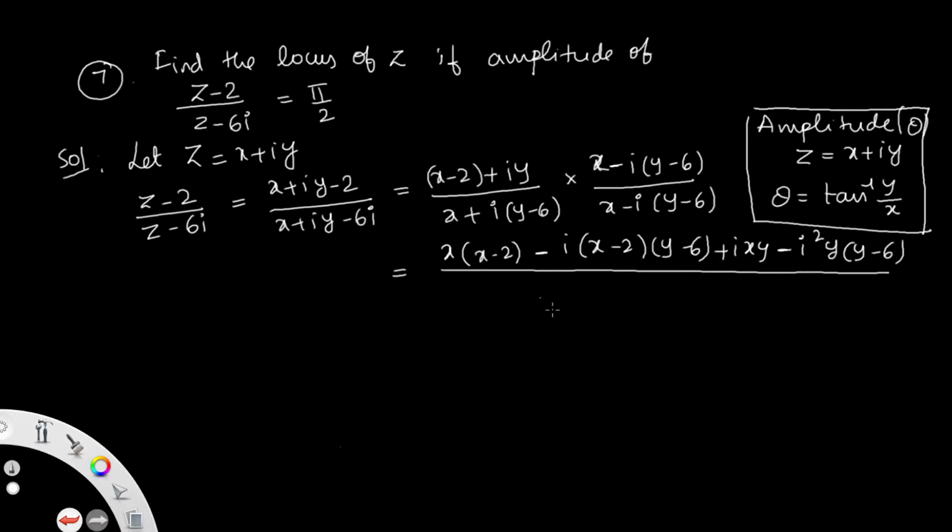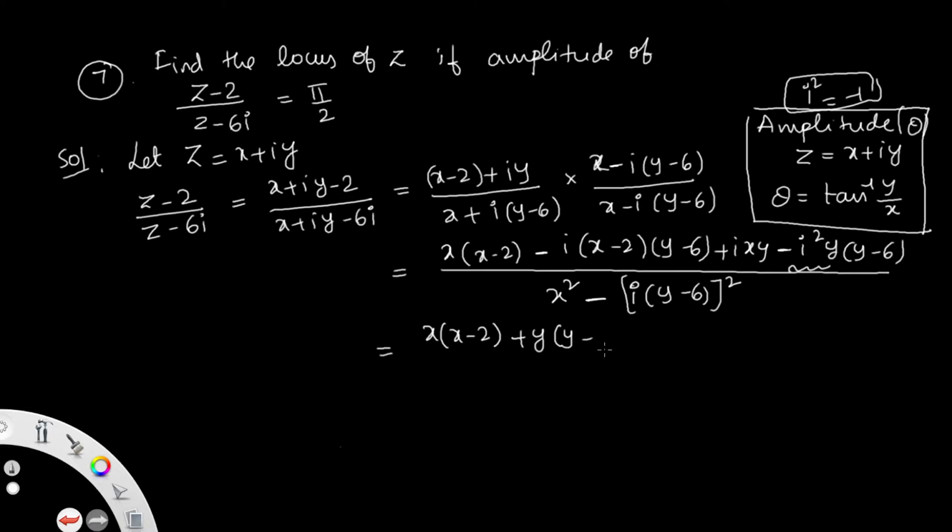We have done it the same way in the previous problem. The denominator is x square minus i into y minus 6 whole square, that is a square minus b square. Here also we use the formula for i square: i square equals minus 1. Substituting i square as minus 1, the terms without i are x into x minus 2 and the last term y into y minus 6.